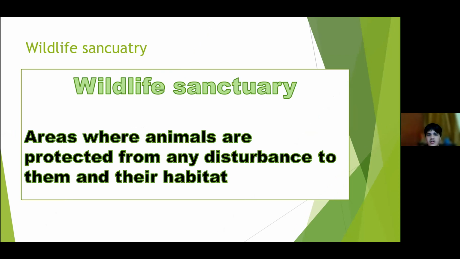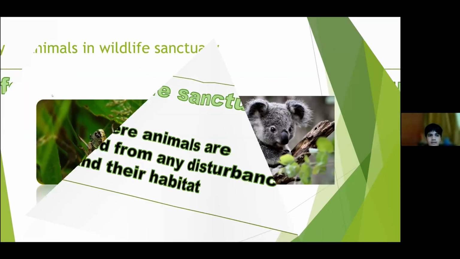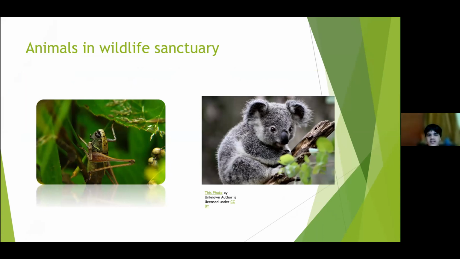Now we are going to talk about wildlife sanctuaries. These are areas where animals are protected from any disturbance to them and their habitat. This means these are particular areas where animals get protection. The animals which are about to become extinct get protection in these areas. These are some examples of animals living in wildlife sanctuaries.